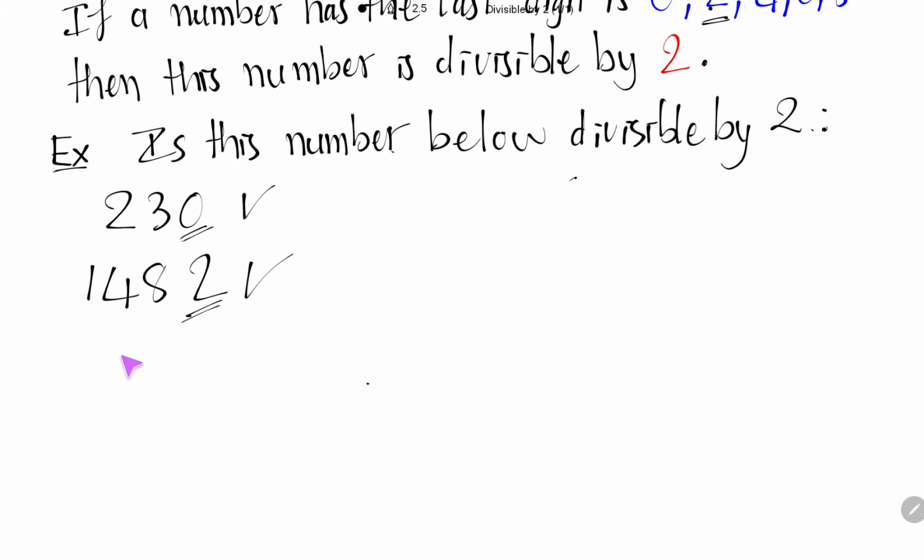One more number. Now if I have 4, 7, 9, 0 and 4, is this number divisible by 2? Yes, because the last digit is 4.